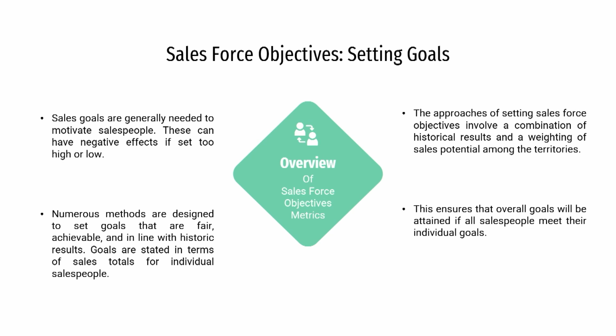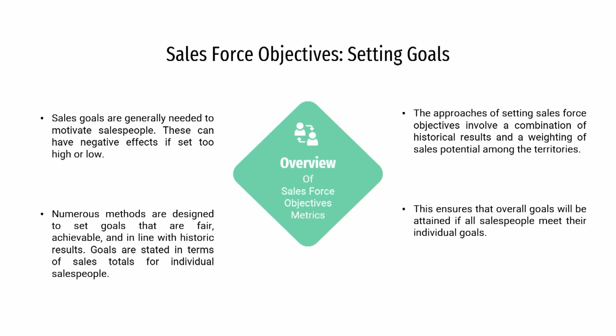If sales targets are too low, the salesperson can easily achieve them, let us say within 3 months. Then for the rest of the 9 months, he will not have much motivation to perform. Therefore, you need to be judicious in determining the sales target. Multiple methods are designed to set goals that are fair, that are achievable and in line with the historic results. The goals are stated in terms of the sales totals for individual salespeople. Let us say for me the total sales target for this financial year is $100,000.